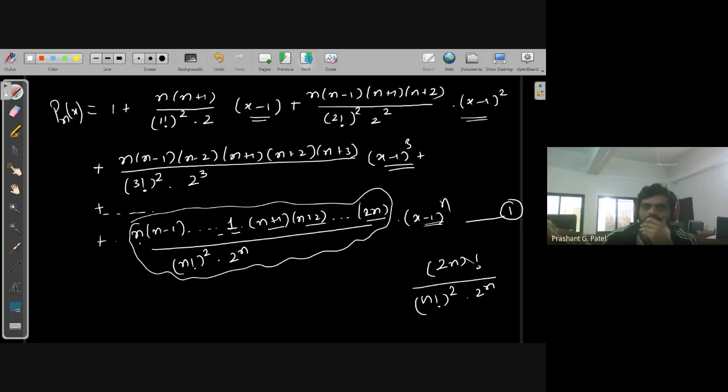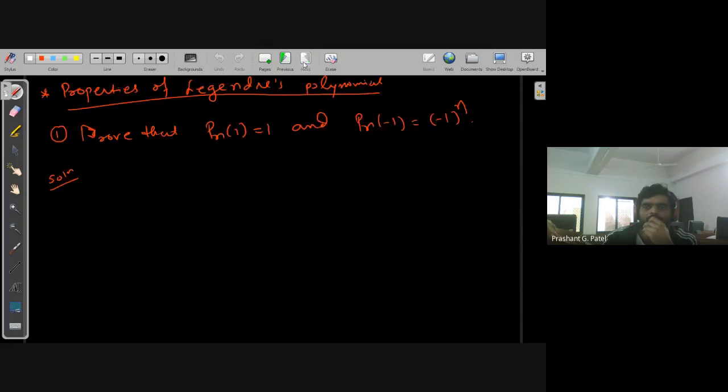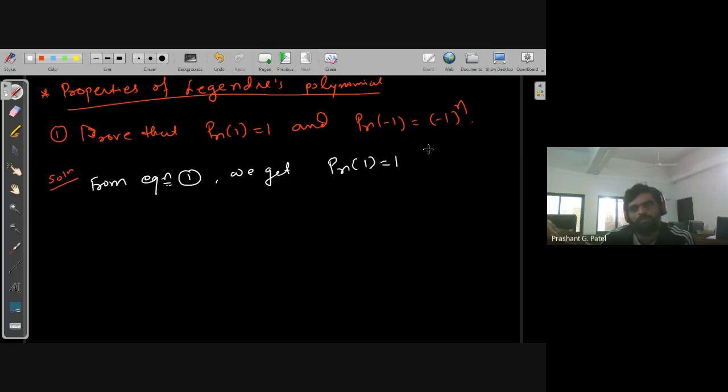So hence, from equation 1, we get Pn of 1 equal to 1. What we can say is, taking x equal to 1 in equation 1, if you substitute x equal to 1 in the equation 1, you will definitely get Pn of 1 is 1.